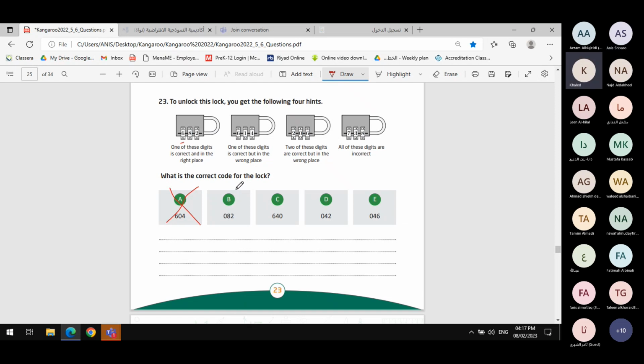Got the idea? Yes. Okay, go for B. B, one of these digits is correct, but in the wrong place. Let's start from the beginning. And in the right place. Okay, 8. And the 2 is correct and in the right place. Right? Yes. But what is the condition? One of these. So we have 2 correct and in the right place. So what are we going to do?